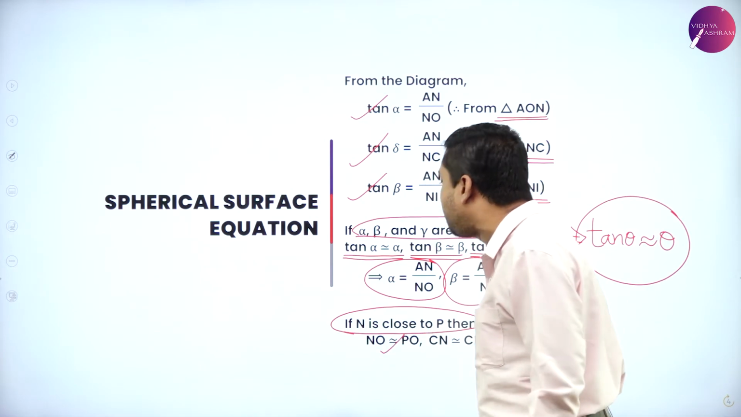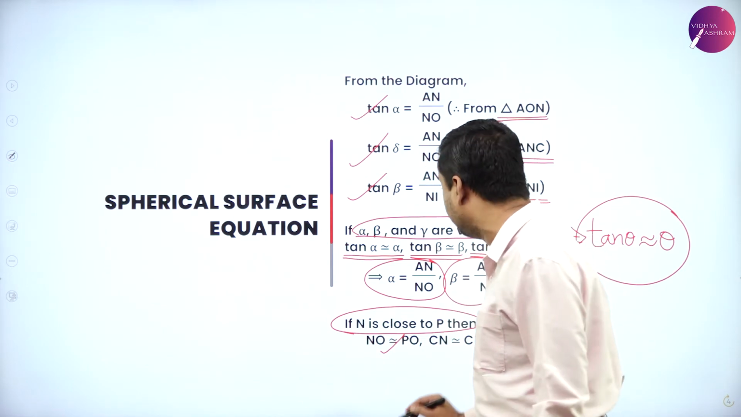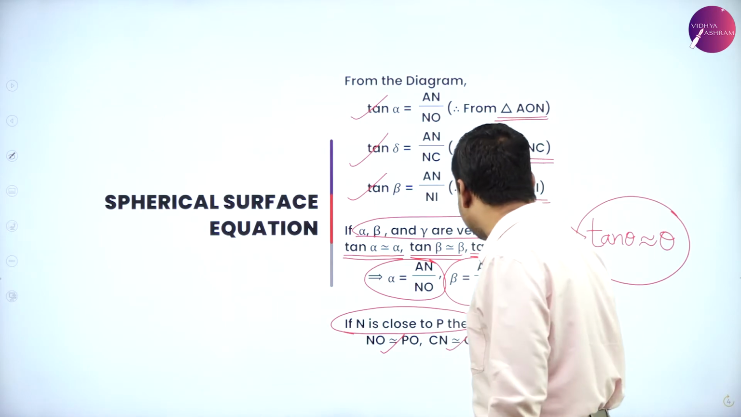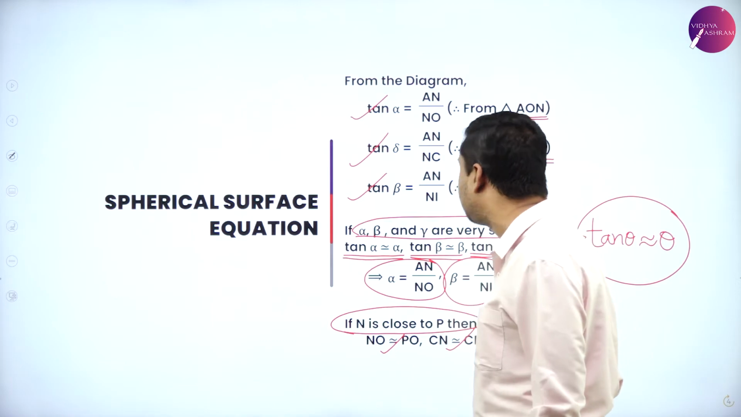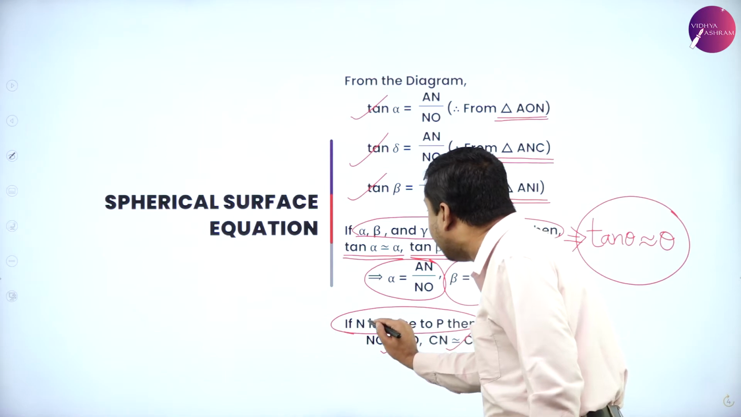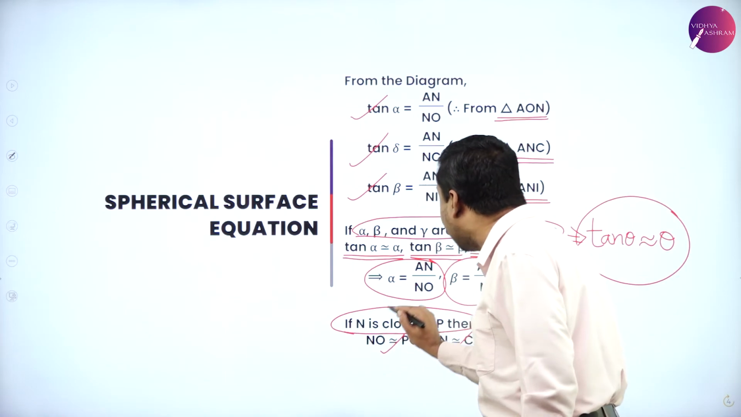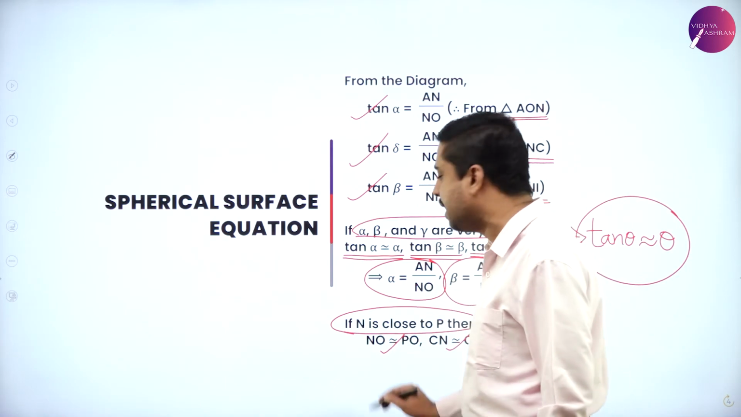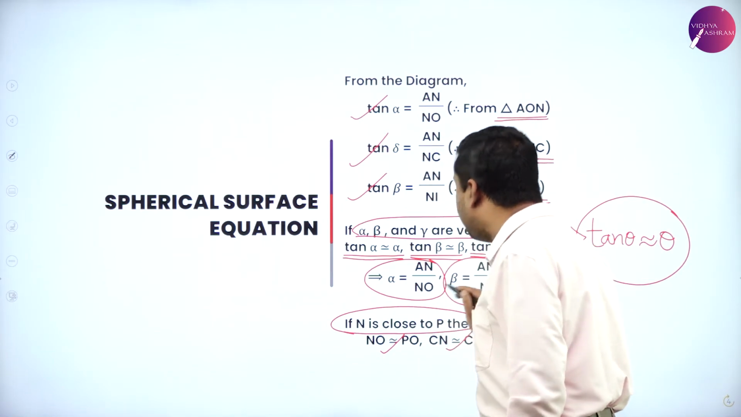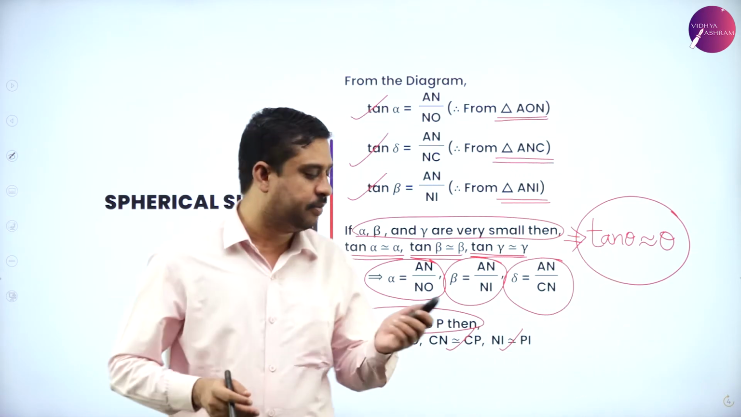NO approximately becomes PO. Wherever there is N, replace it by P. CN becomes CP. NI becomes PI. Under the assumption that the point N is very, very close to P, wherever there is N, replace it by P. NO becomes PO, CN becomes CP, NI becomes PI.